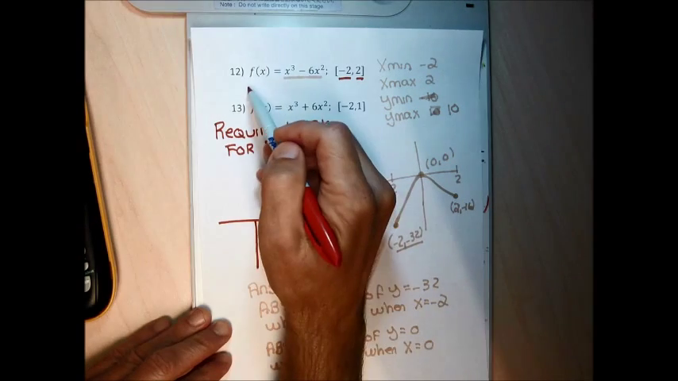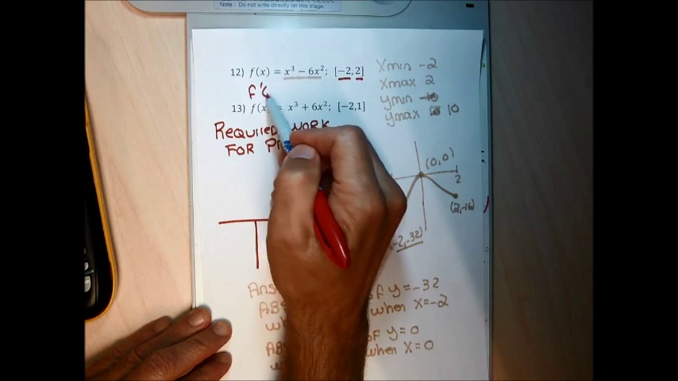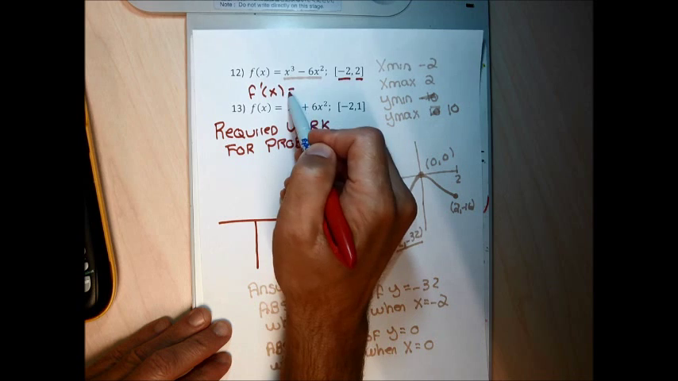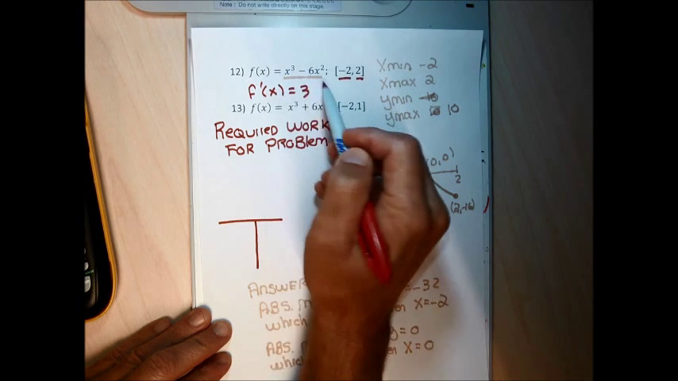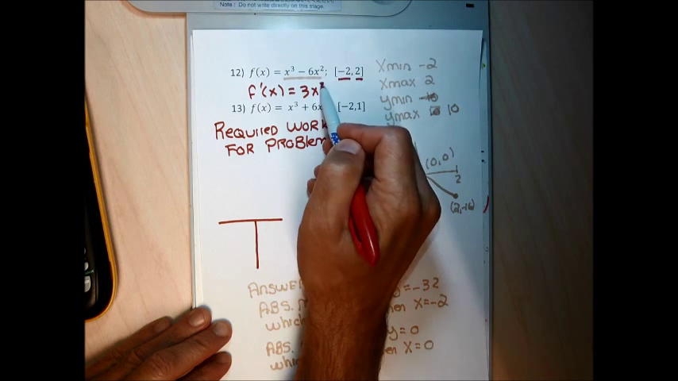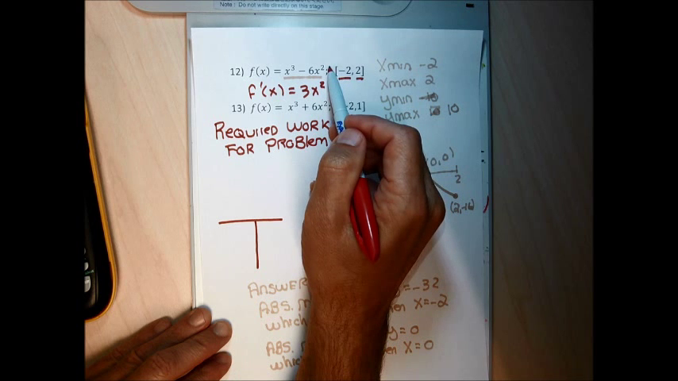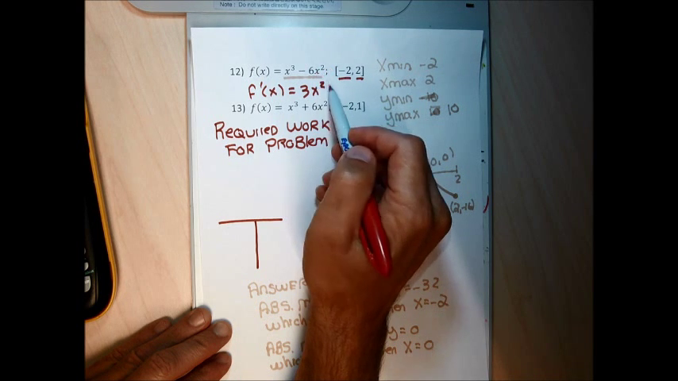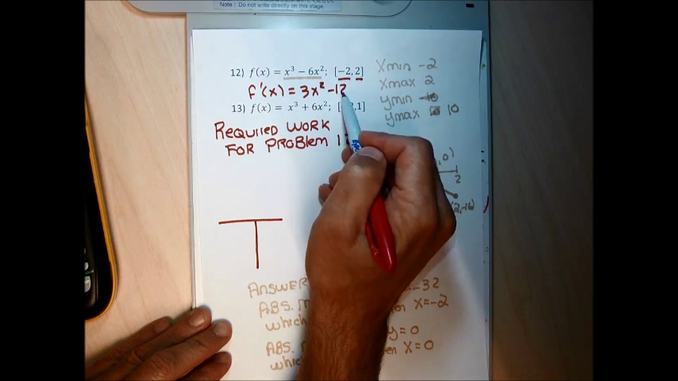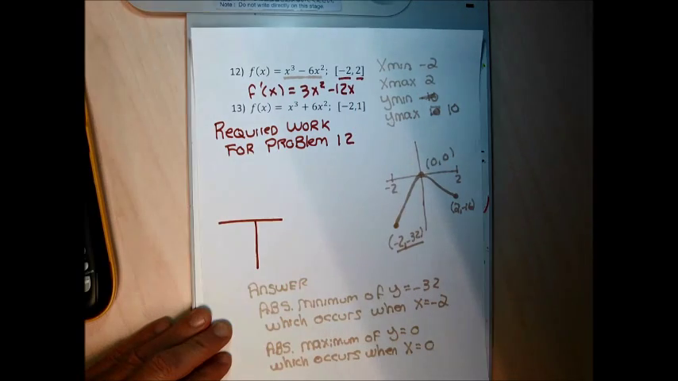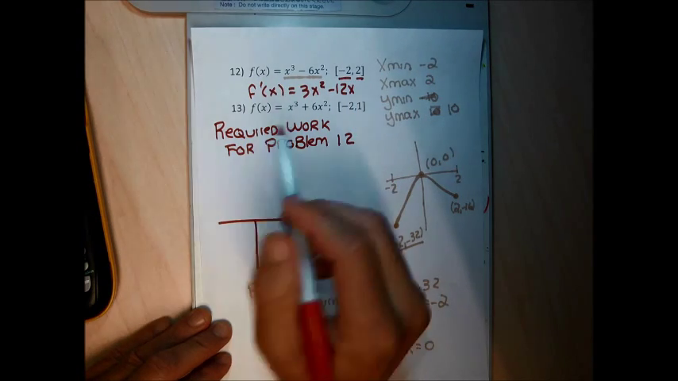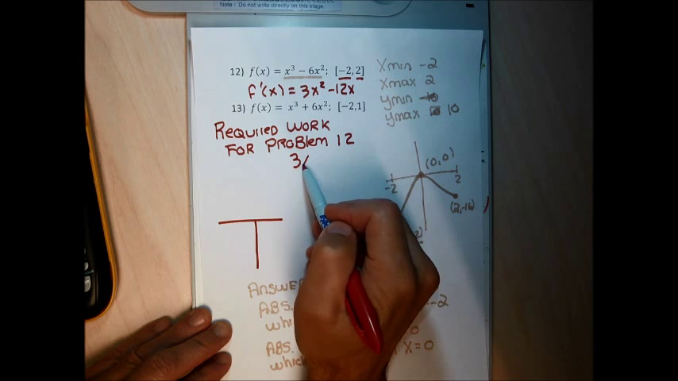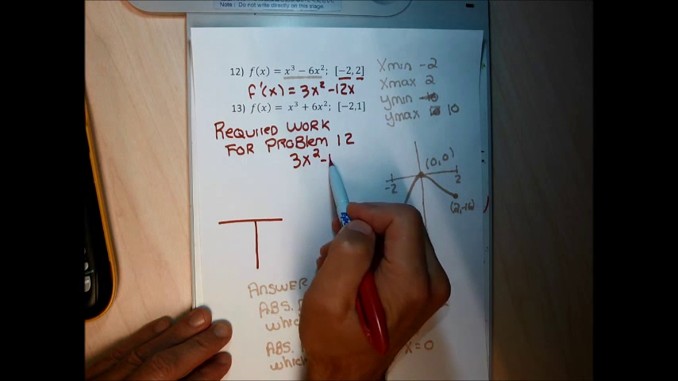So the derivative in problem 12: the derivative of x cubed is 3x squared. I bring the 3 out front and I lower the exponent by 1. The derivative of minus 6x squared, I multiply the exponent 2 by 6 and get a minus 12x to the first power. So I'm going to get my critical number by taking that derivative and setting it equal to 0.